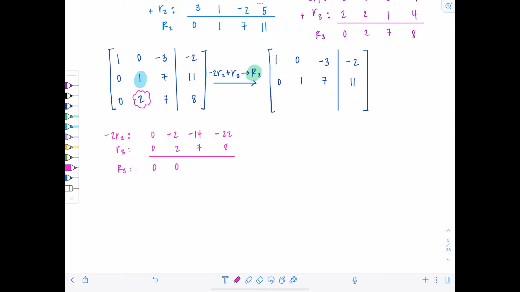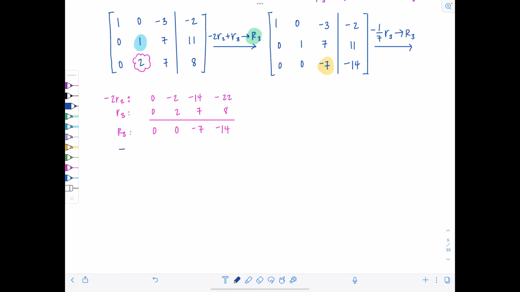So 0, 0, -7, 22 minus 8, -14. Okay, so here's my new row 3, 0, 0, -7, -14. Okay, so look, we're doing so well. Column 1, done. Column 2, also done. Move on to column 3. This -7 needs to be a 1. How shall we do that? Well, let's just take that row and multiply by -1/7, and that will be my new row 3.